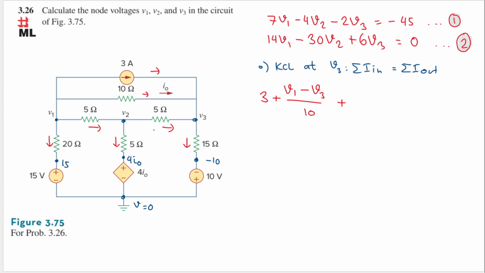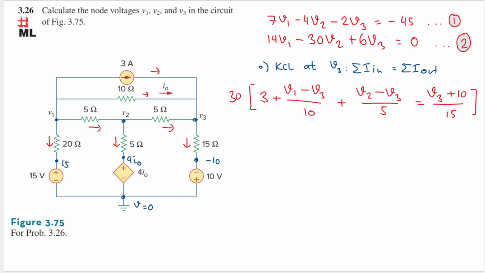And then plus, I will have this one here, which is V2 minus V3 divided by 5. And then that will equal to this one here, which is V3 minus 10. So I will have plus 10 from here divided by 15. Okay, to get rid of all the denominators, I think I can multiply this by 30.